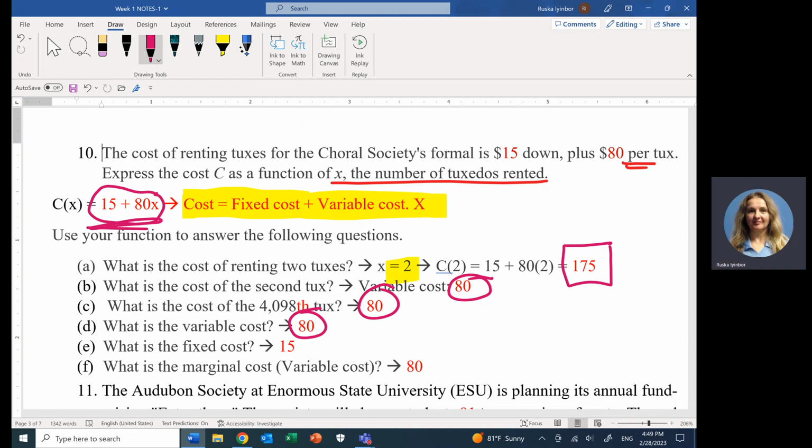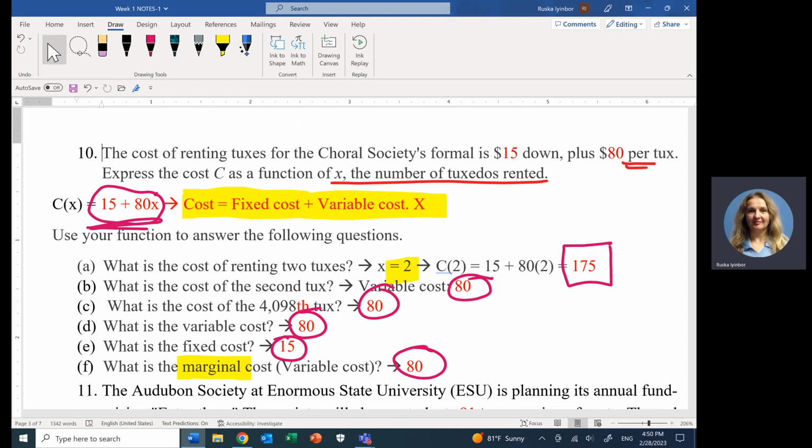And they're asking for the fixed cost, which is going to be 15 because that's what you're paying only once. And the marginal cost, so marginal cost is another term in finite math. It's like a business application. Marginal cost means variable cost pretty much. So the marginal cost is going to be 80 also. Okay, so those are the answers for number 10.